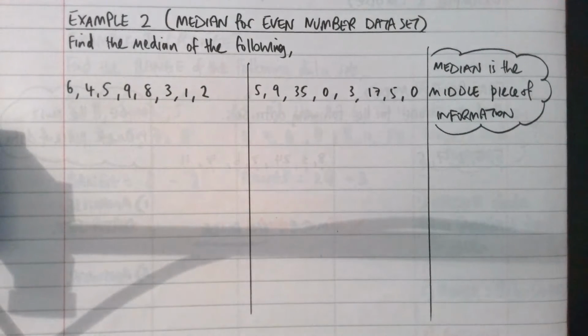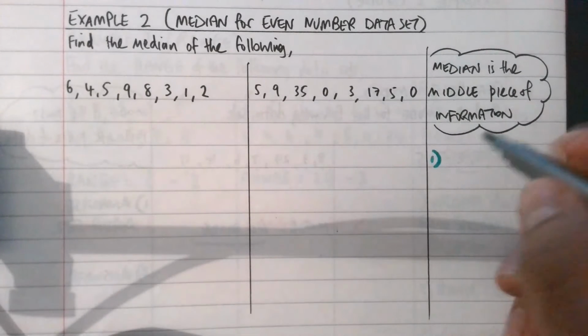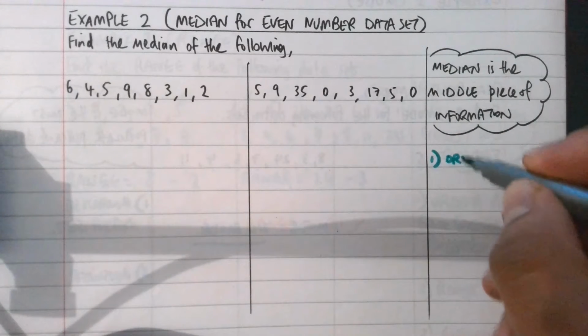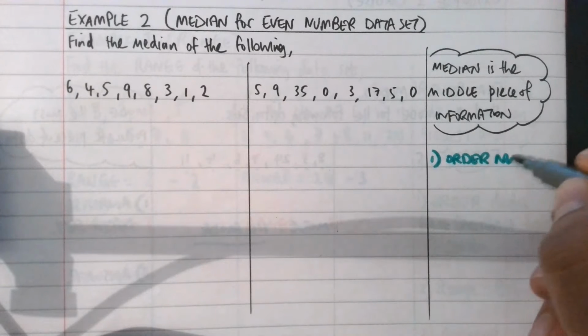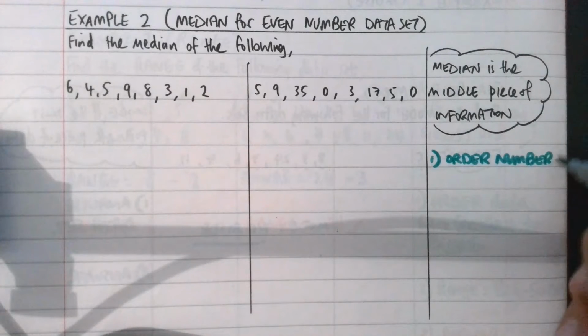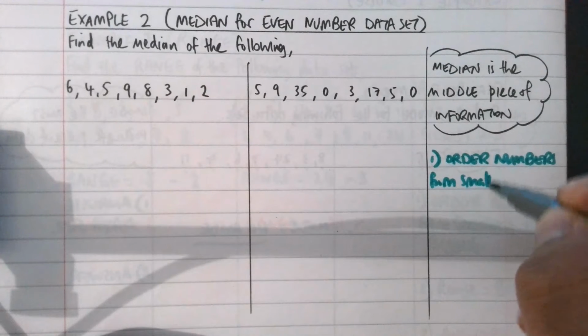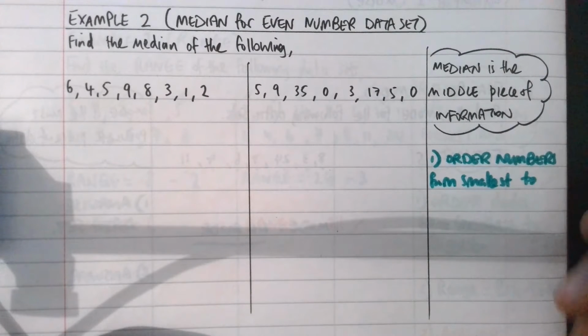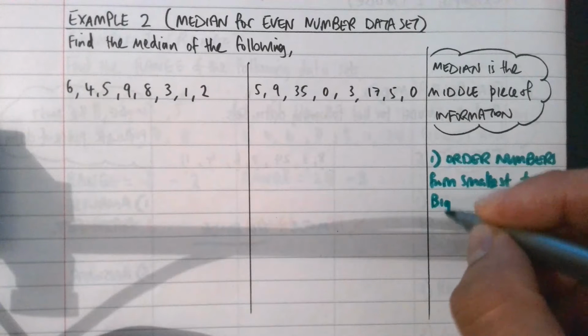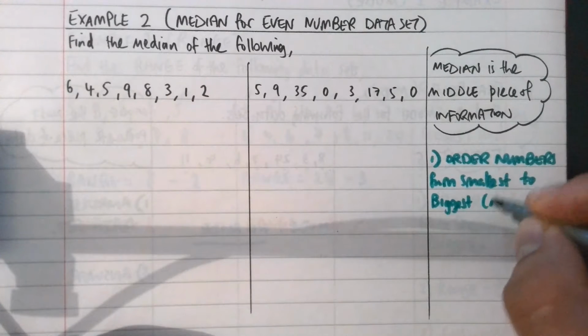Right? So the first step is just to order the data, again in ascending order from smallest to biggest. That is important, so don't skip that step. That little time used to order the numbers makes your life a little easier later in the question. So order the numbers from smallest to biggest. That's known as ascending.